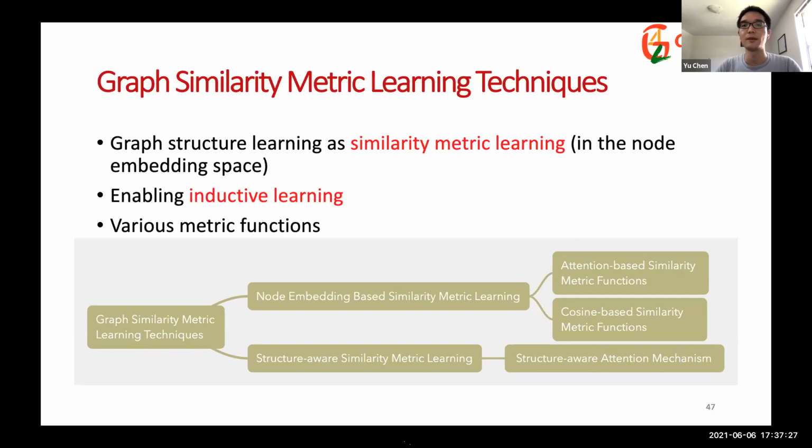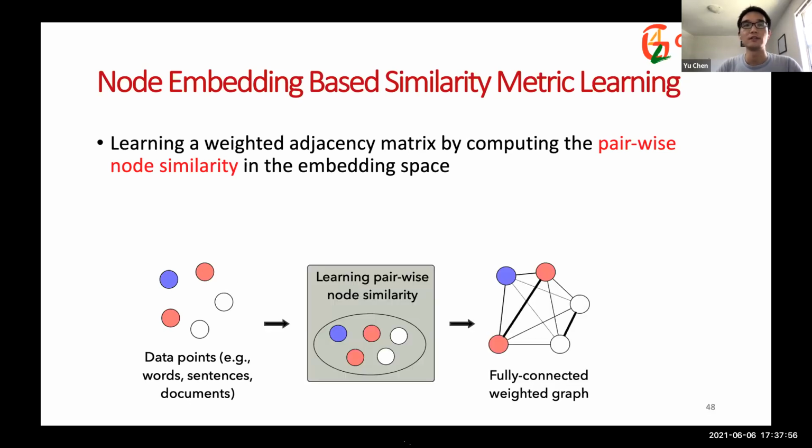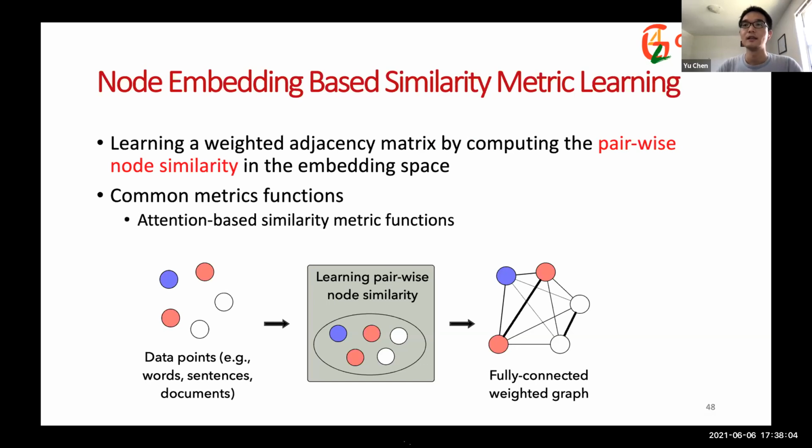Various metric functions have been proposed by previous works. We group them into 2 categories: node embedding based similarity metric learning and structure-aware similarity metric learning. For node embedding based similarity metric learning, we are given a set of data points and their vector representations and apply various metric functions to learn pairwise node similarity. The output is the weighted adjacency matrix, which corresponds to a fully connected weighted graph. Common metric functions include attention-based and cosine-based functions.